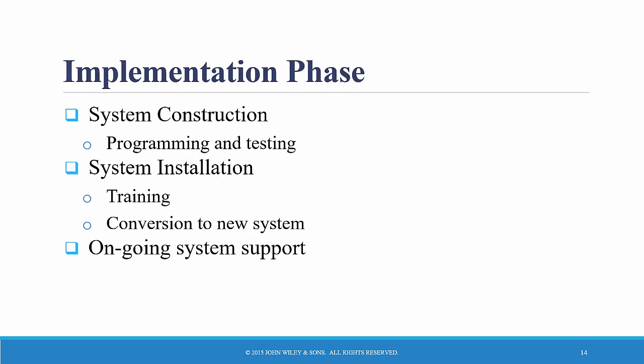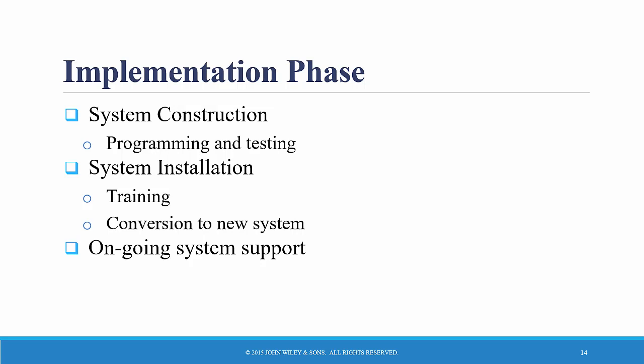Finally, the final phase in the SDLC is the implementation phase, which is where the system is actually built or purchased. And usually this phase gets the most attention. There are at least 3 steps, according to these authors, in the implementation phase: system construction, system installation, and the analyst team establishing a support plan.